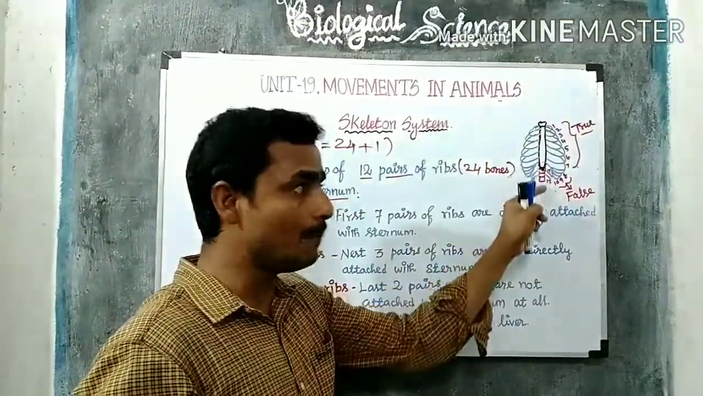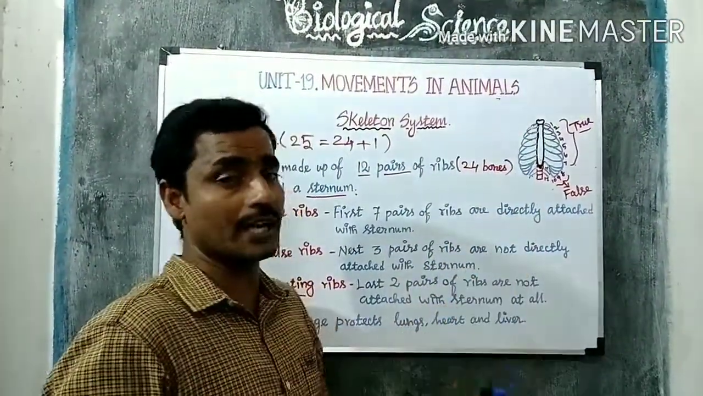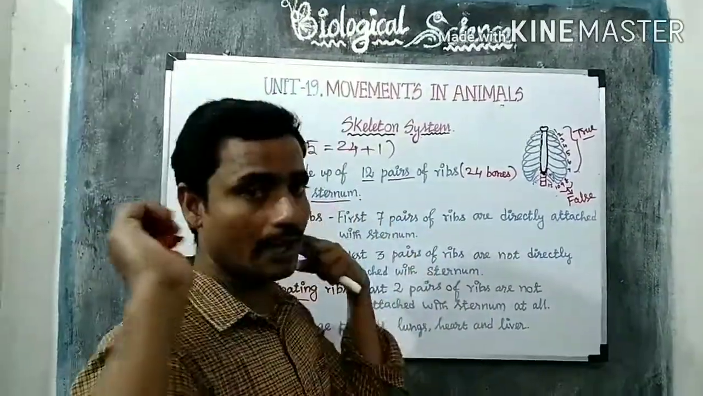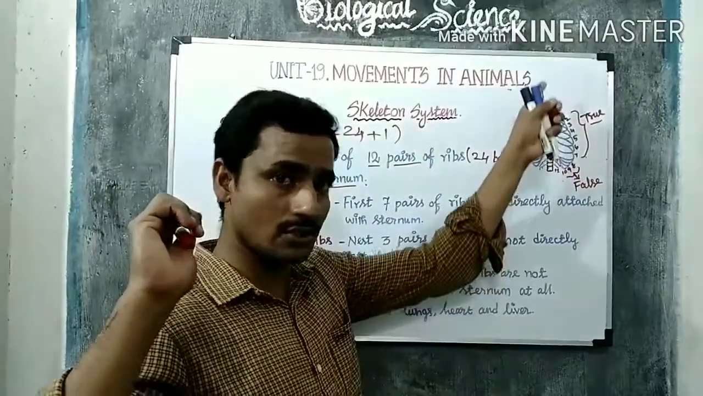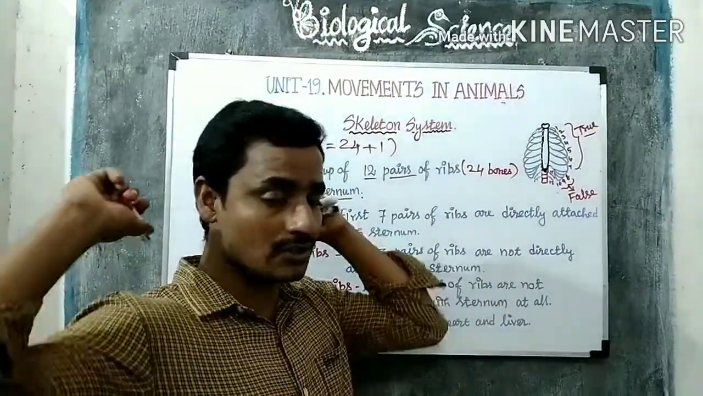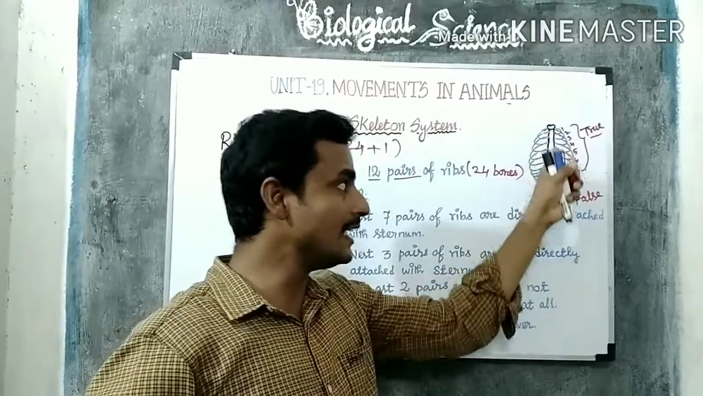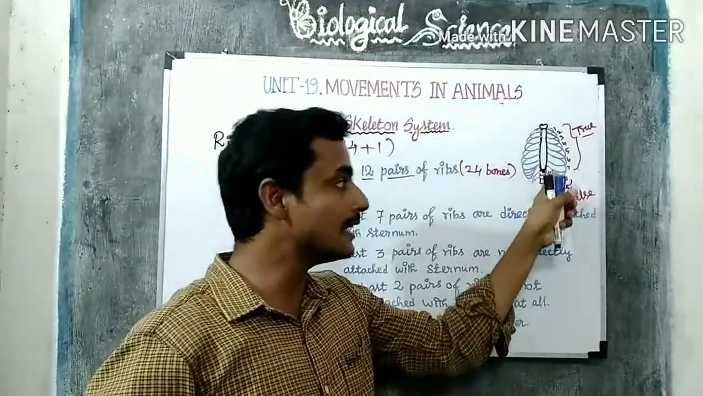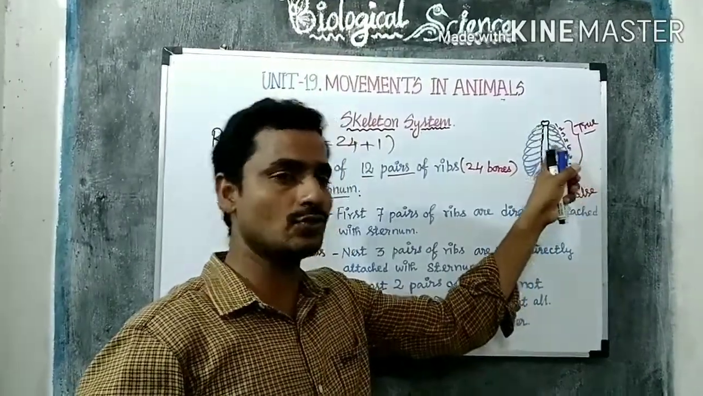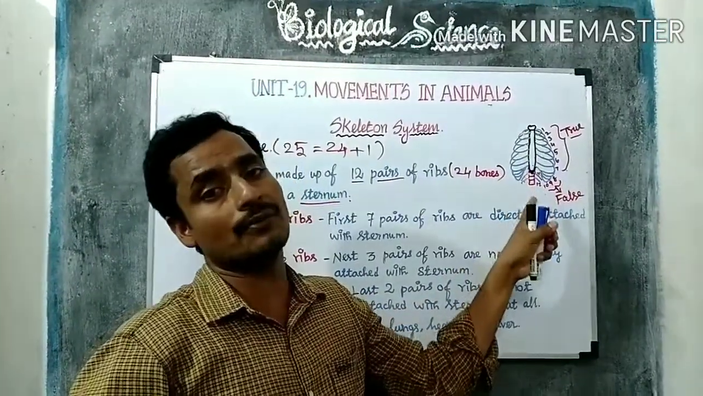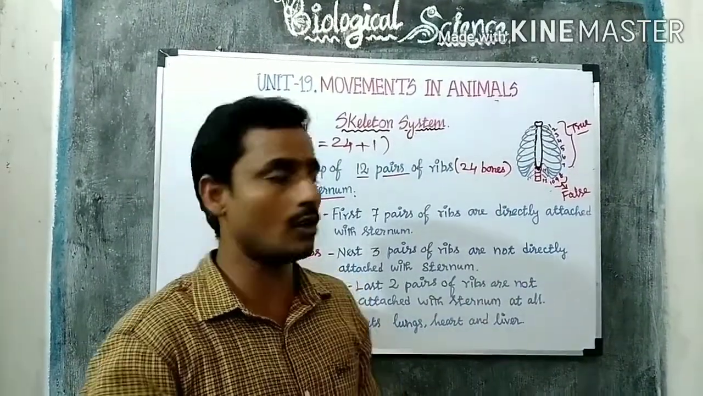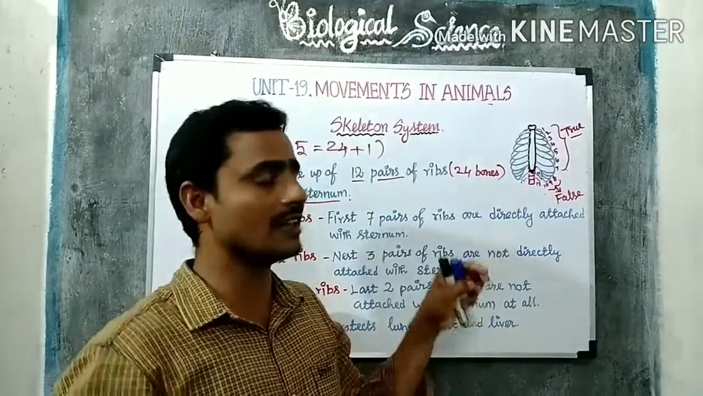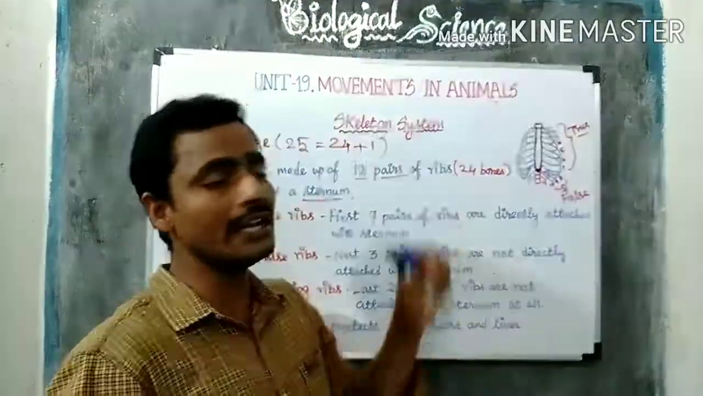So all those 12 pair of ribs are attached with our vertebral column in our backside, the backbone. Only the 7 pair of ribs are directly attached to the sternum. 3 pair of ribs are indirectly attached to the sternum. 2 pair of ribs are not attached to the sternum at all. Hence they are called free floating ribs, because they are floating in state.